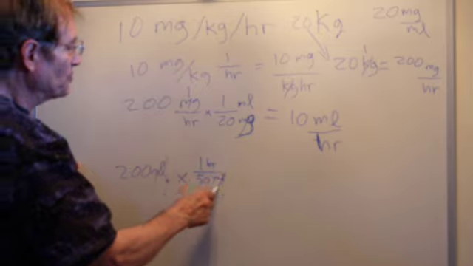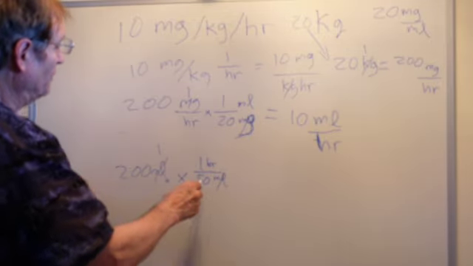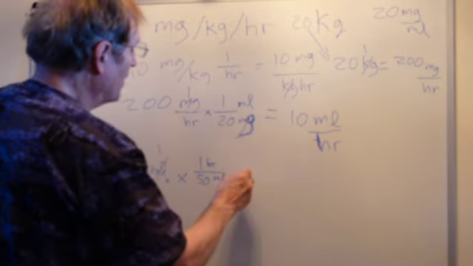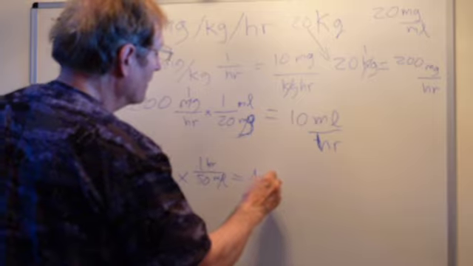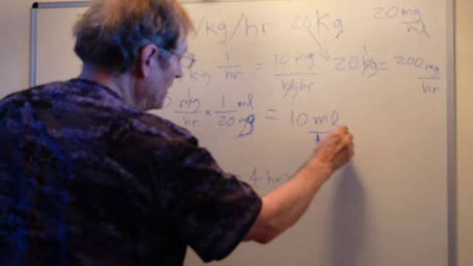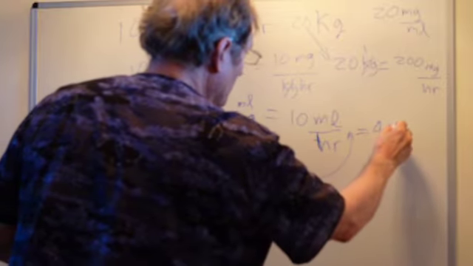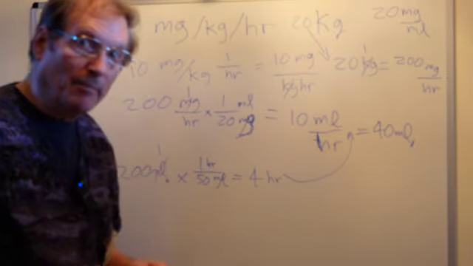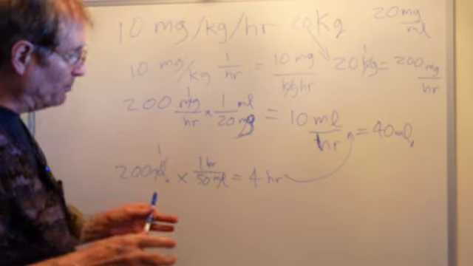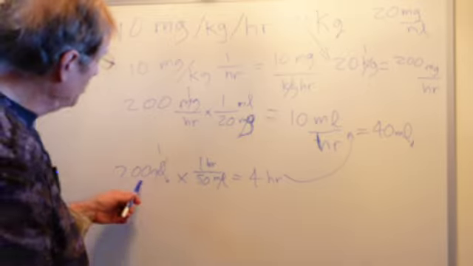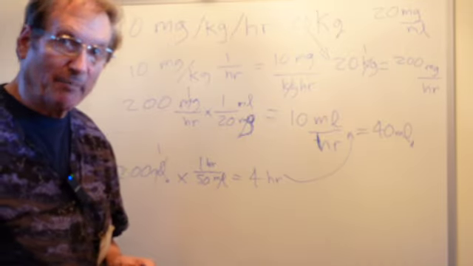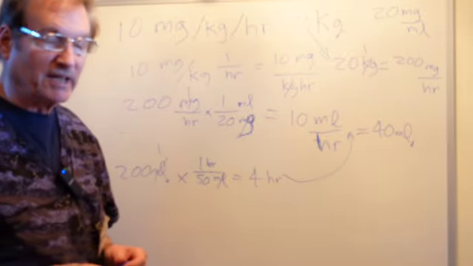Mils over mils is 1. 50 goes into 200, 4 hours, which comes up here. Hours over hours equals 1, and I'm left with 40 mils of drug that I have to draw up. Now before we draw up our drug, we're going to pull 40 mils out of our bag of 200 and leave 160.